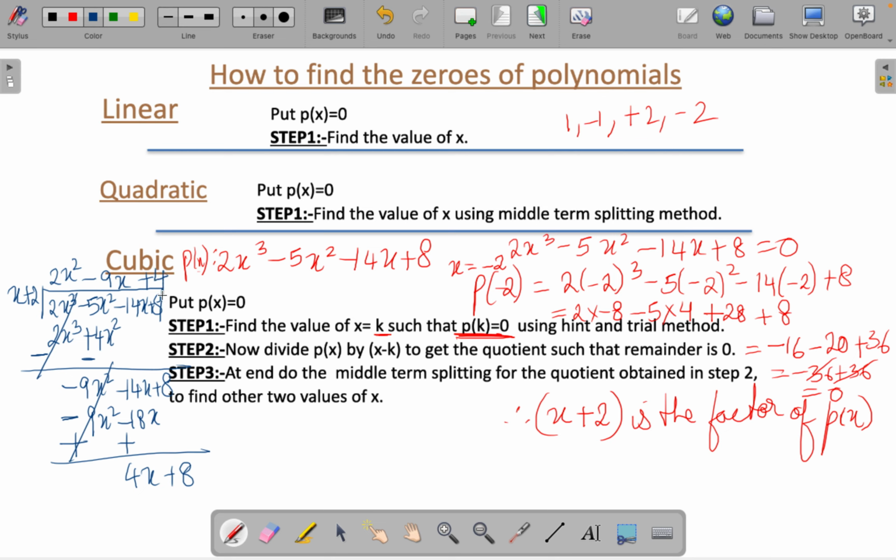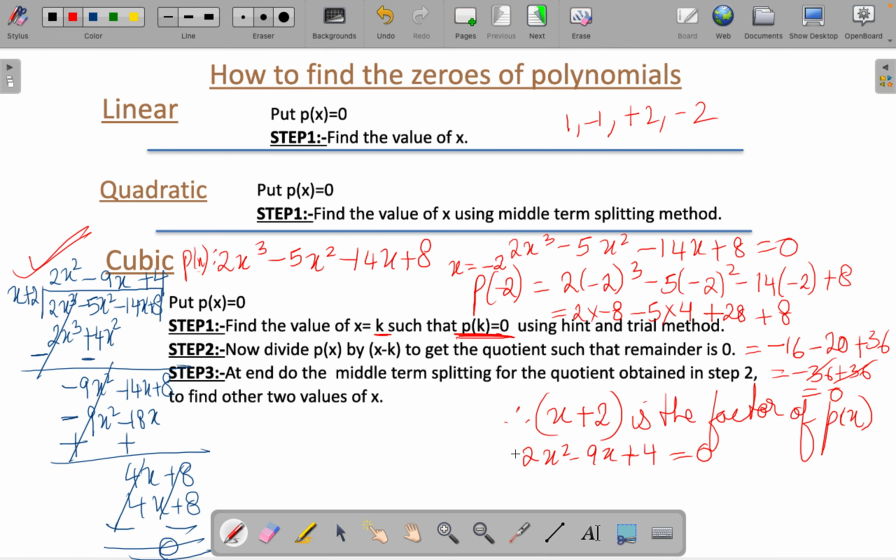Now check, 4, 4x, 4 to ज़ा 8, minus minus. Remainder is what? 0. So now you will come to know that you have done your long division correctly, because the remainder has to come 0. Why? Because x plus 2 was one of the factors. Now read now the next step. At the end, do the middle term splitting for the quotient obtained. Now this is the quotient, so can I say 2x square minus 9x plus 4 is another factor? So put it equal to 0 and do the middle term splitting.